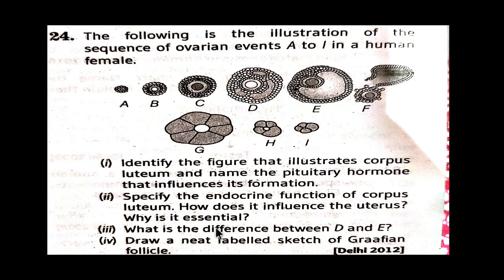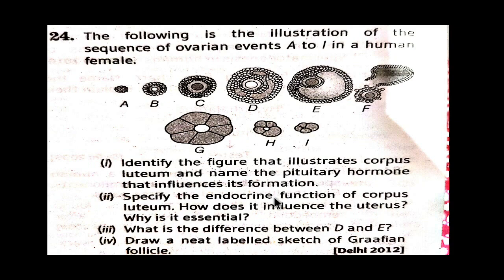Now this figure is from the diagrammatic representation of various events during a menstrual cycle, that means ovarian events. If you remember, in that figure developing follicle, mature follicle, and developing corpus luteum were given. From that only this question is given. Now identify the figure that illustrates corpus luteum and name the pituitary hormone that influences its formation.